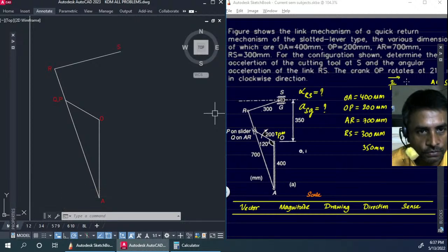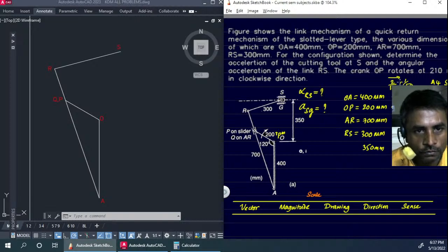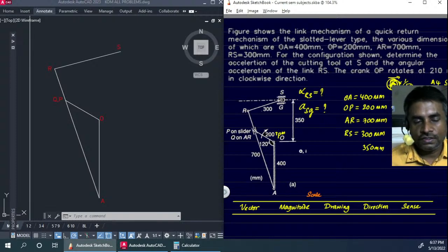This is the scale that I've used here, 2 by 100. That means I just have to divide by 50. I just have to multiply with this. This is not needed anyway. So this is the ratio I've taken.